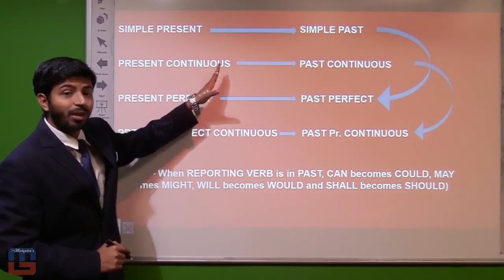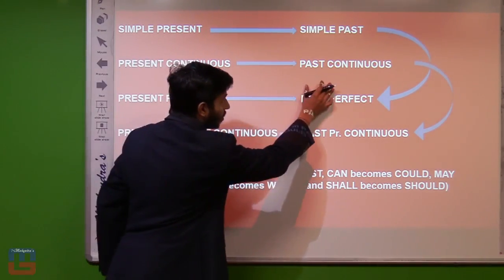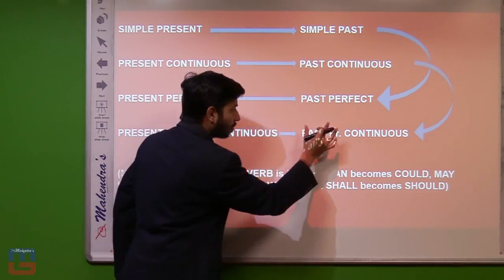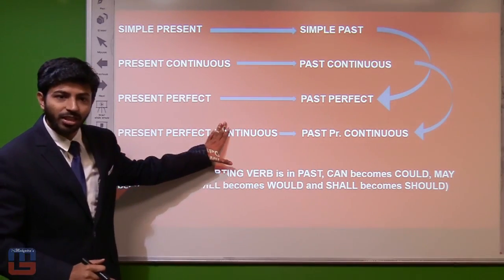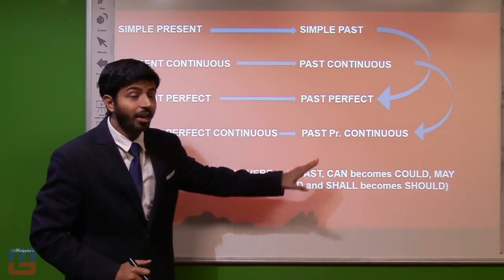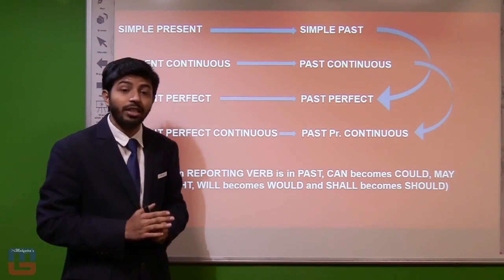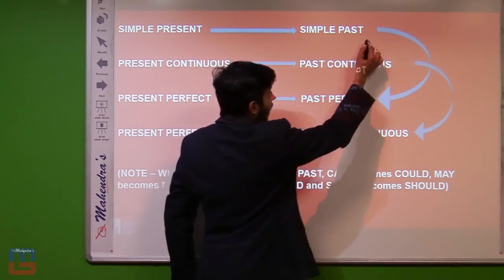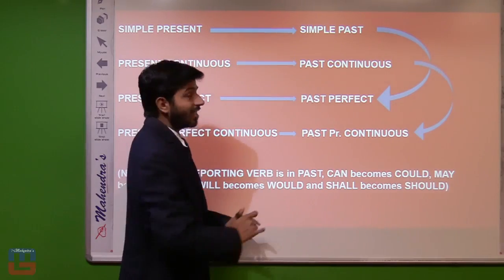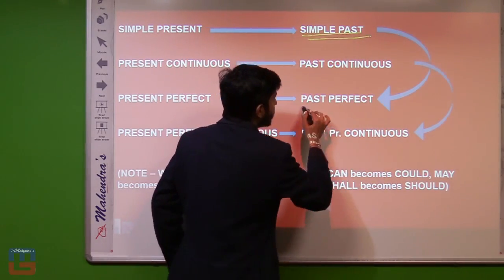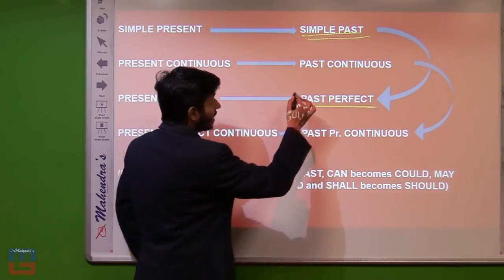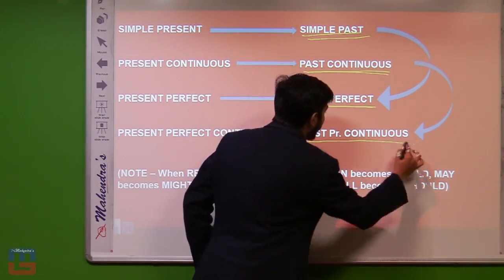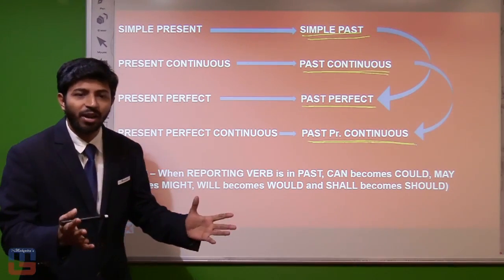When the sentence is simple present, it becomes simple past. Present continuous becomes past continuous. Present perfect becomes past perfect. Present perfect continuous becomes past perfect continuous. So this is the transformation from present to past. And now when the sentence in direct speech is in past, just have a look. If the sentence is given in simple past, the arrow indicates it becomes past perfect. When the sentence is in past continuous, it becomes past perfect continuous. It's a very simple way to learn.